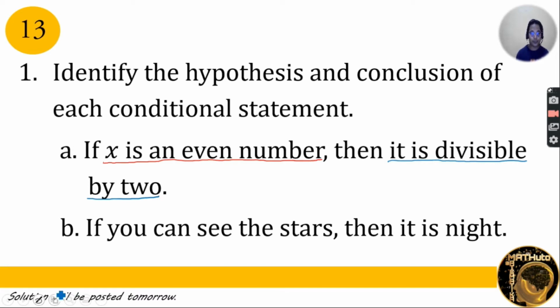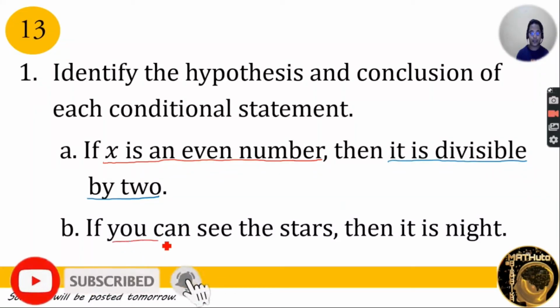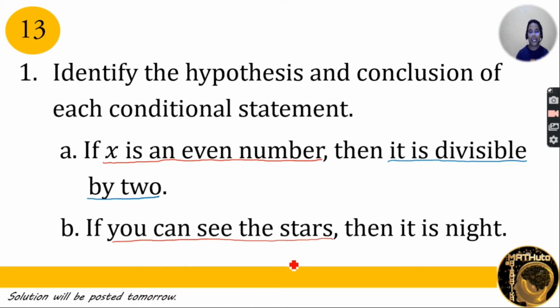Then, for letter B po, yung ating hypothesis is, you can see the stars. So, if you can see the stars, then it is night. So, for this statement po, the hypothesis is, you can see the stars po. And our conclusion, it is night po. So, napakadali po, di ba? So, ulitin ko po, yung ating hypothesis po is found in the if part, while the conclusion is found at the then part po of a conditional statement po.